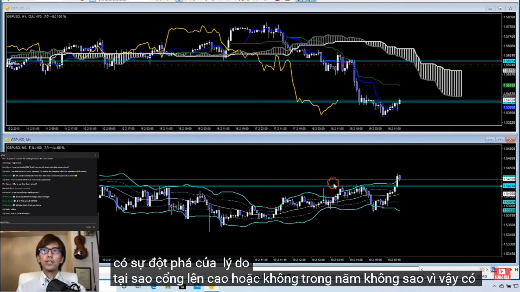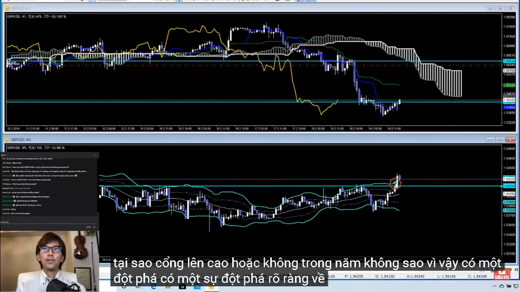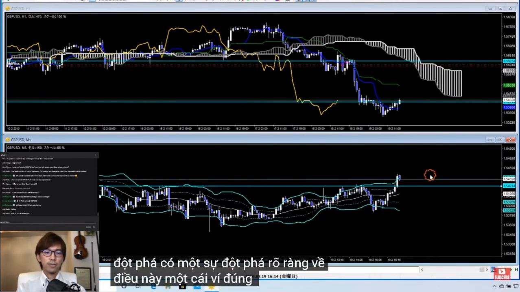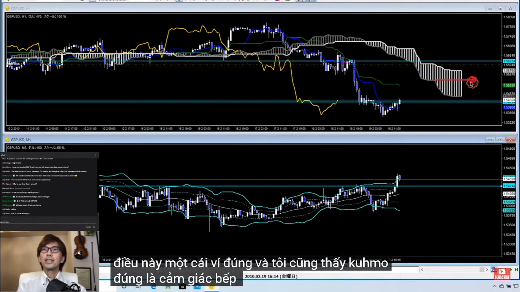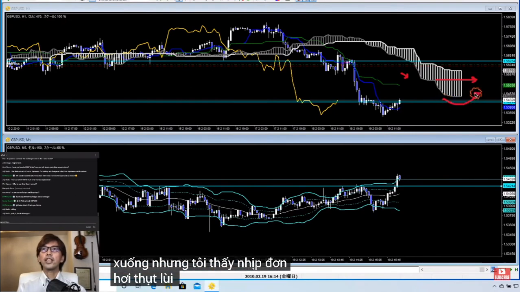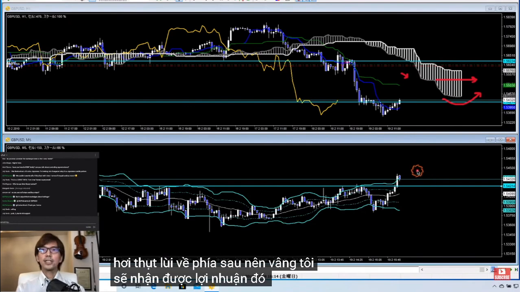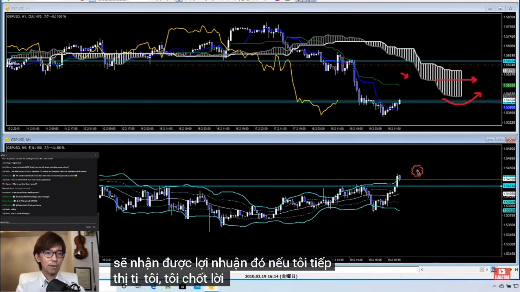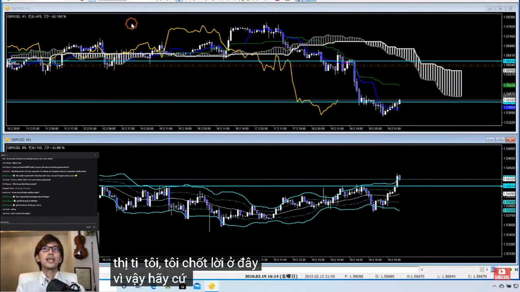Okay, so there is a breakout. There's a clear breakout on this upwards, right? And also I see Kumo being flat. Kijun Sen is moving down, but I see the Senko span A slightly retracing backwards. So yeah, I would take that profit. If I watch the market real time, I take profit here. So let's just take that.